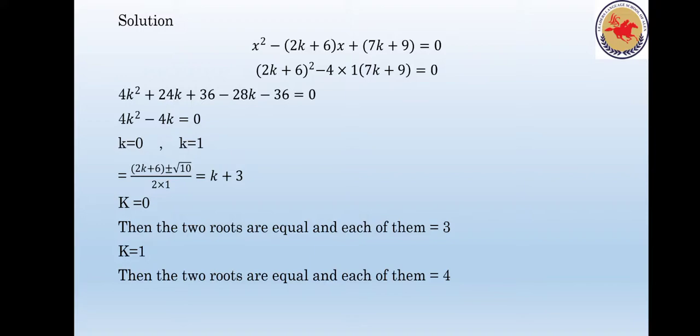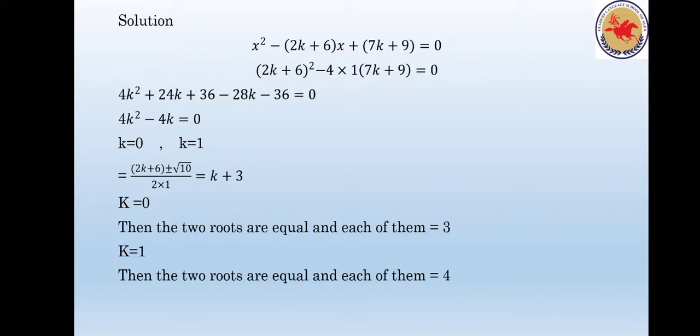Using the discriminant, because he said what? Two roots are equal. Yes, (2k + 6)² − 4 times 1 times (7k + 9) equal to 0. We have bracket power 2: first power 2, second power 2, first times second times 2. We get 4k² + 24k + 36. Then distribute negative 4 times 7, negative 28k, negative 4 times 9, negative 36, equals 0. Yes, by solving here we get 4k² − 4k equal to 0. Then we have two values for k: k equals 0 or k equals 1.